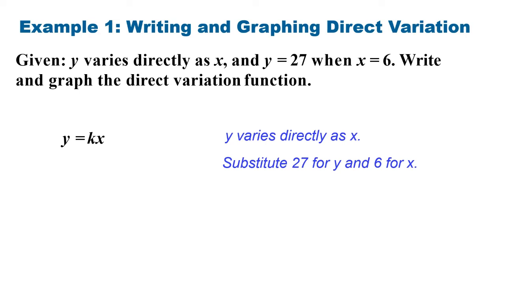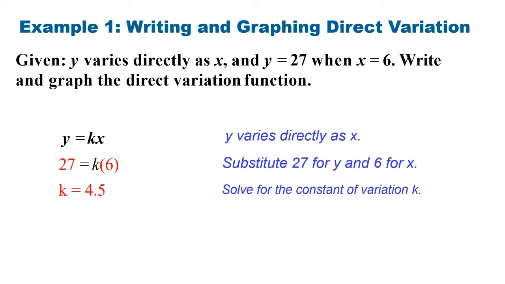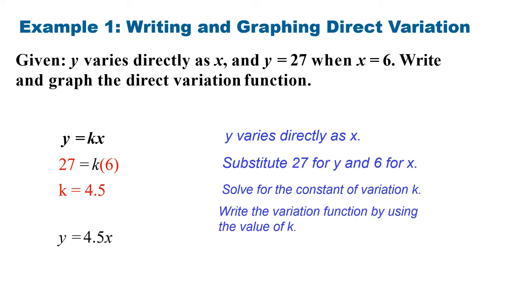So it becomes now 27 equals k times the quantity 6. Solve for the constant of variation k. So the value of k now becomes 4.5. Then write the variation function by using the value of k, which is 4.5. So the equation of the variation is y equals 4.5x.